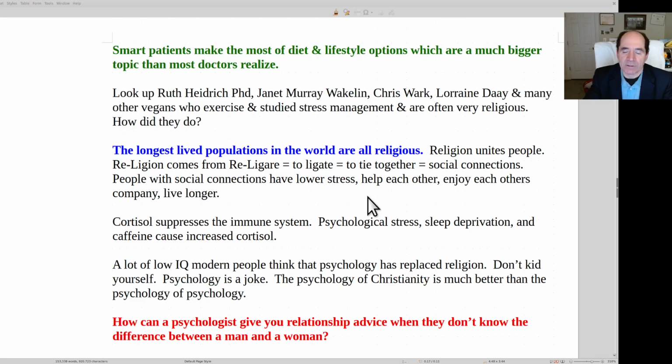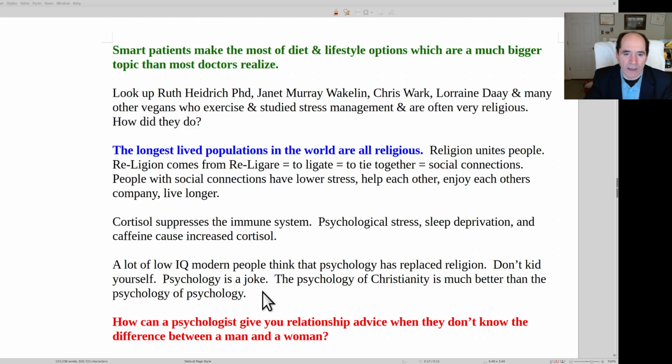Okay, so anyways, a tyrant wants to get rid of religion because it makes people weak when they lose their religion. You can't unify a society, a people. Cortisol suppresses the immune system. Psychological stress, sleep deprivation, caffeine cause increased cortisol. These are all things that weaken a person's health.